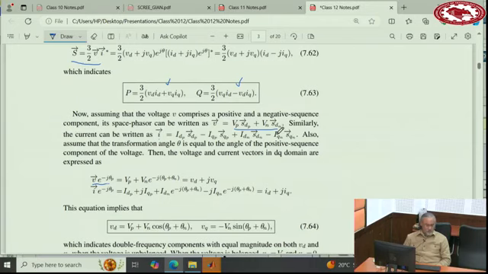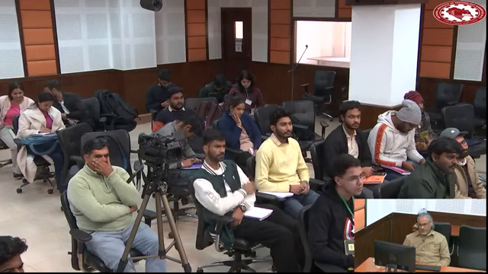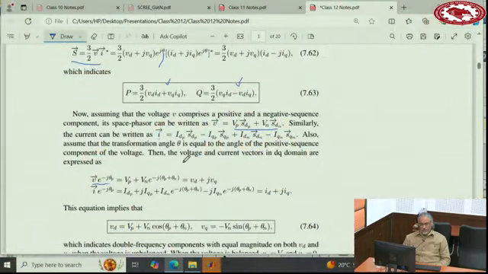So that leaves room, flexibility to always change things if need be. But the common approach is this angle of transformation. What is this angle of transformation? So the common selection is this angle is the angle of the positive sequence of the grid voltage. So if the transformation angle theta is equal to the angle of the positive sequence, then the voltage and current vectors in dq becomes this one.